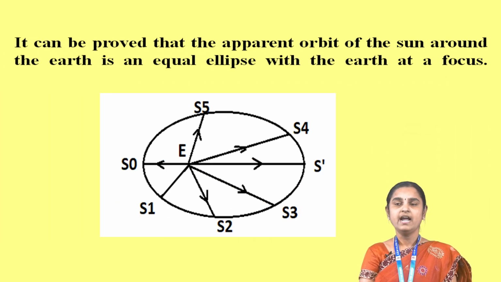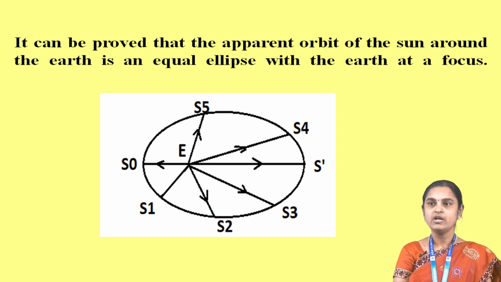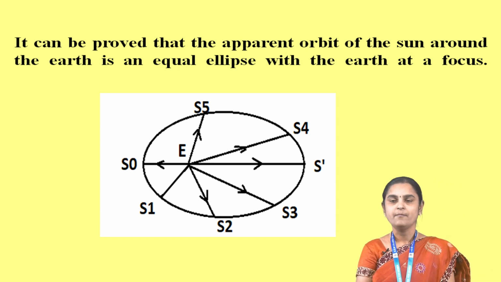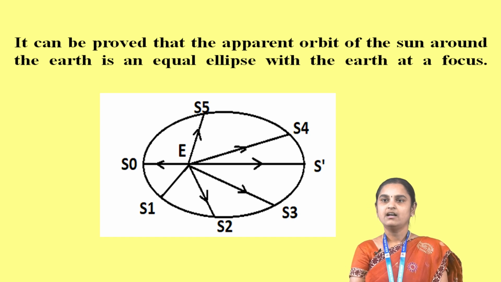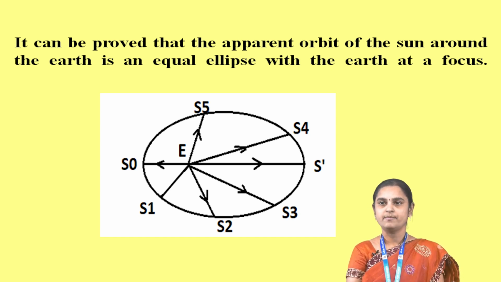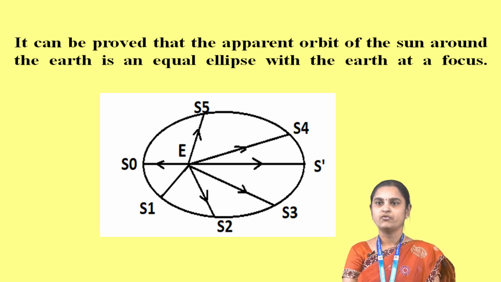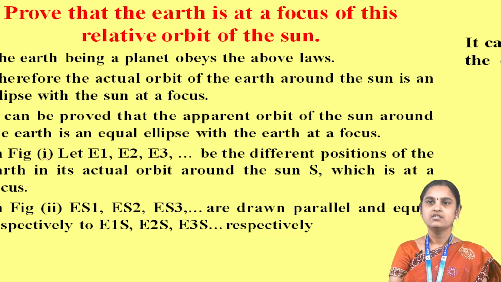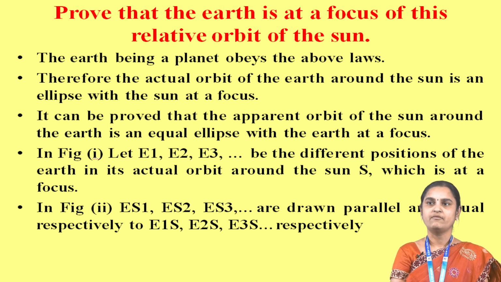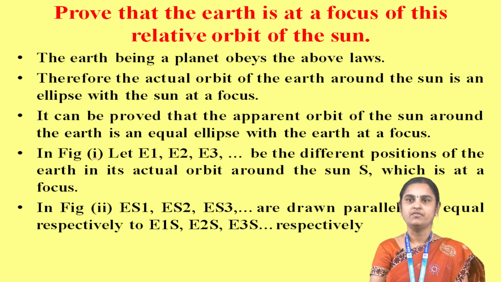In the same way, it can be proved that the apparent orbit of the Sun around the Earth is an equal ellipse with Earth at a focus. Now, we can assume that Earth is at the center and the Sun rotates in the orbit. S1, S2, S3, S4, etc. are the different positions of the Sun. Now Earth is at the center, and we can prove that the apparent orbit of the Sun around the Earth is an equal ellipse with Earth at its focus. So let us prove that the Earth is at a focus of this relative orbit of the Sun.